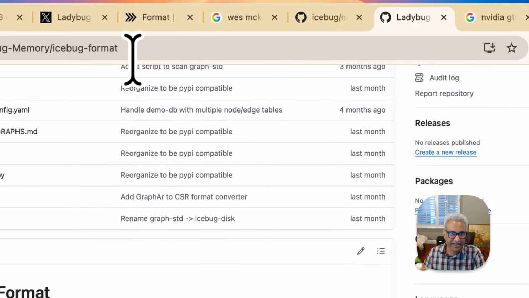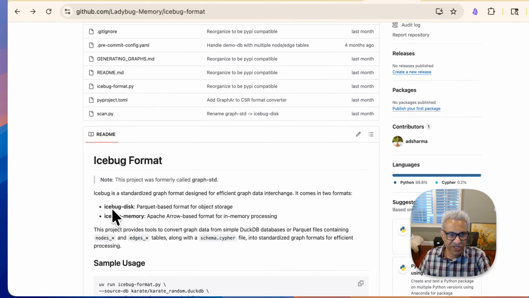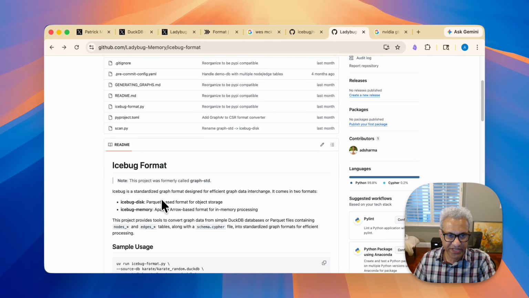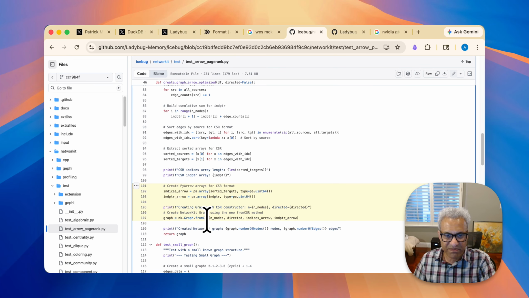So for the Icebug format, here is the URL to the Icebug format specification. It comes in 2 formats, the disk and the memory, and the disk stores it in Parquet files. The memory stores in Apache Arrow memory buffers, and everything else is the same. As you can see in this example, you would create a graph from CSR. It would be a read-only graph. You cannot add any more edges or nodes to it. And the name Icebug comes from the idea that this is a frozen graph. You cannot modify it.